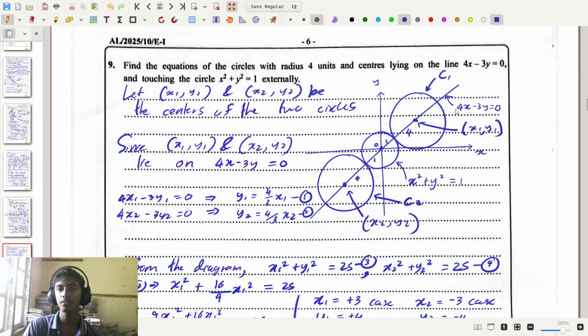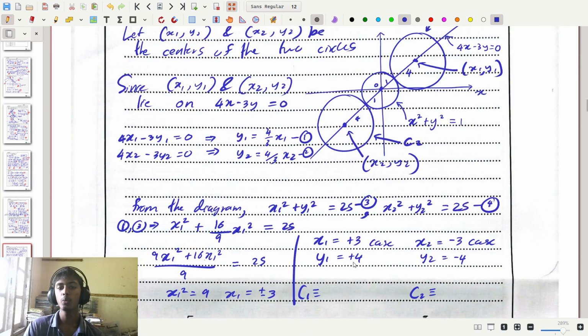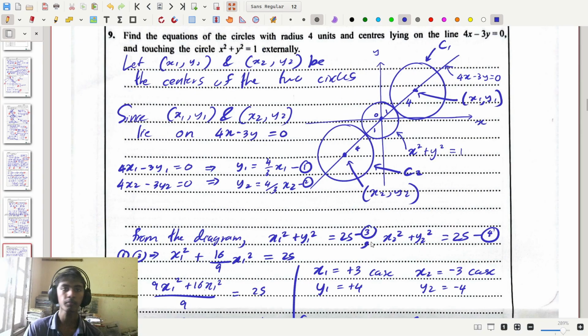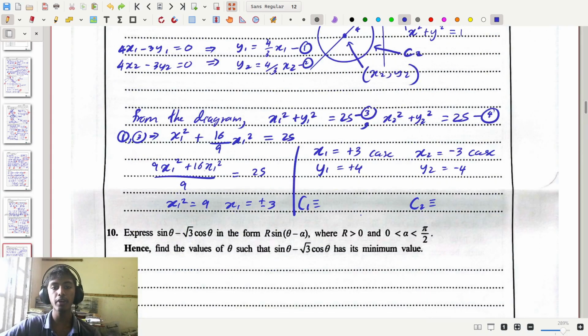Now C1, the circle C1, has center x1, y1, which is 3, 4. And therefore, if we consider its equation, it's going to have x minus x1, which is x minus 3 squared, and y minus y1, which is going to be y minus 4 squared, and that's going to be equal to the radius squared. Now the radius in this case is 4, so therefore it's going to be equal to 4 squared. So the equation of C1 is x minus 3 squared plus y minus 4 squared equals the radius squared, which is going to be 16.